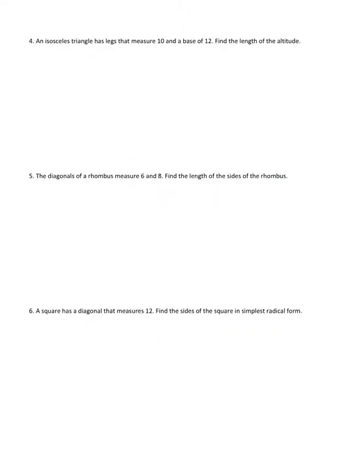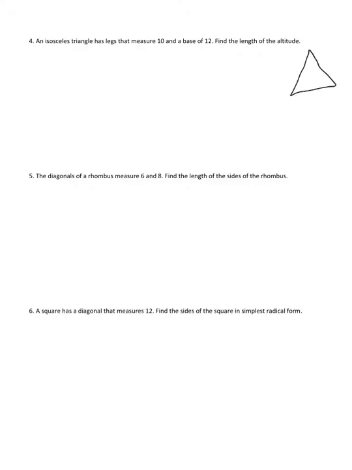Okay, we're going to finish up with a few examples here, and then we'll be doing a lot of practice in class. So these are other types of examples you'll see with the Pythagorean theorem. Number 4 here, an isosceles triangle has legs that measure 10 and a base of 12. We want to find the length of the altitude. So I'm going to draw this isosceles triangle.